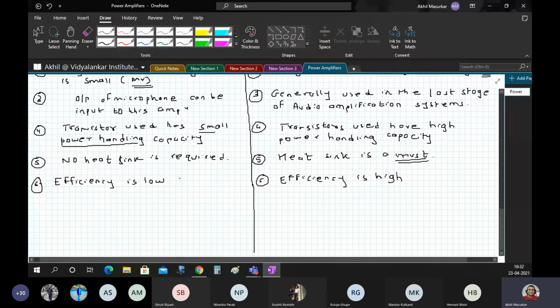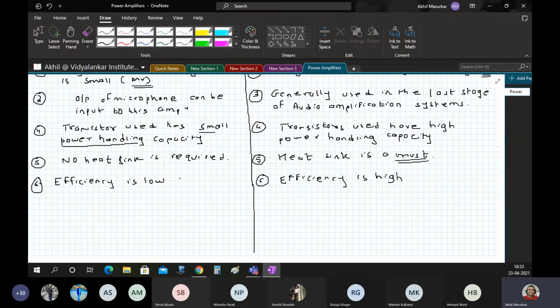Here efficiency is low because most of the power is used to stabilize the performance rather than to actually pass it on to the output. That is why the efficiency is low.